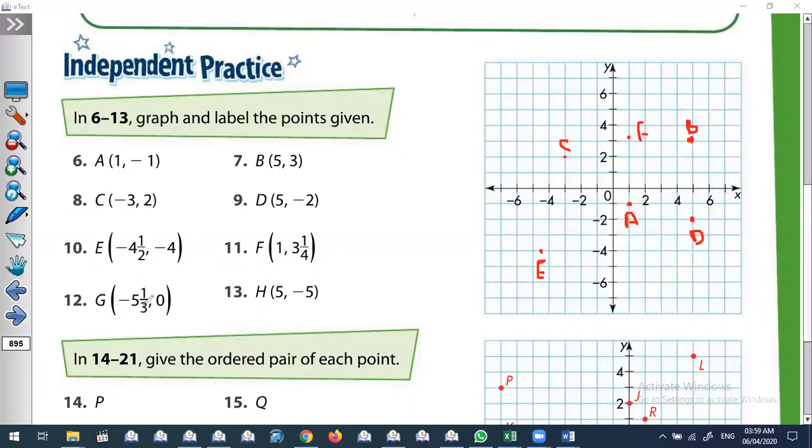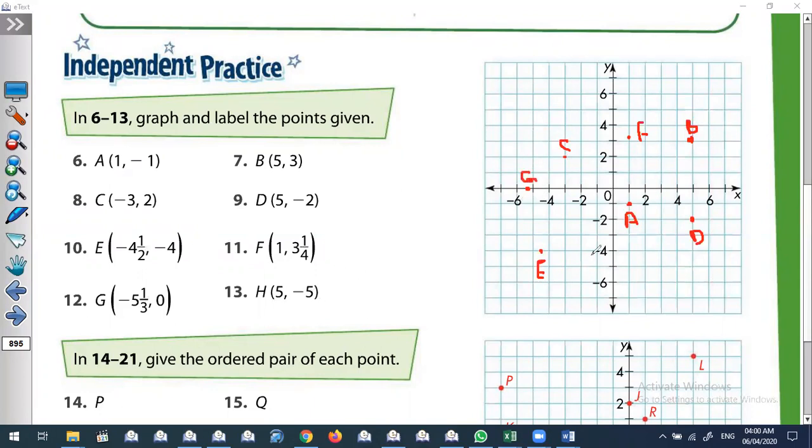G, negative 5 and a third, 0. Negative 5 and a third on x. You have to start with x. Negative 5, and a third maybe here, no problem. 0, so don't move, don't go up or down. Keep your place. This letter is G.